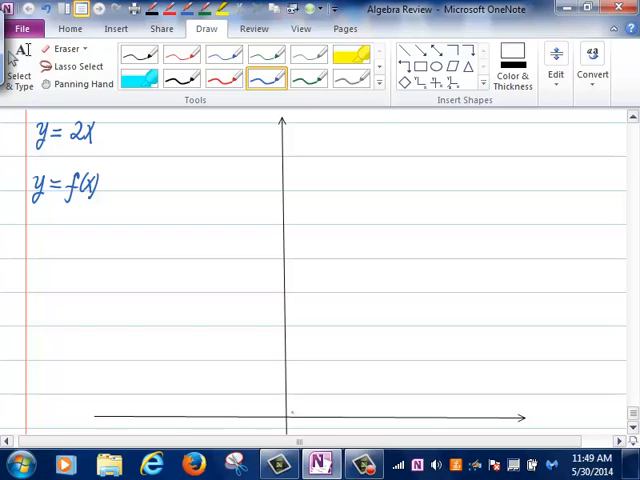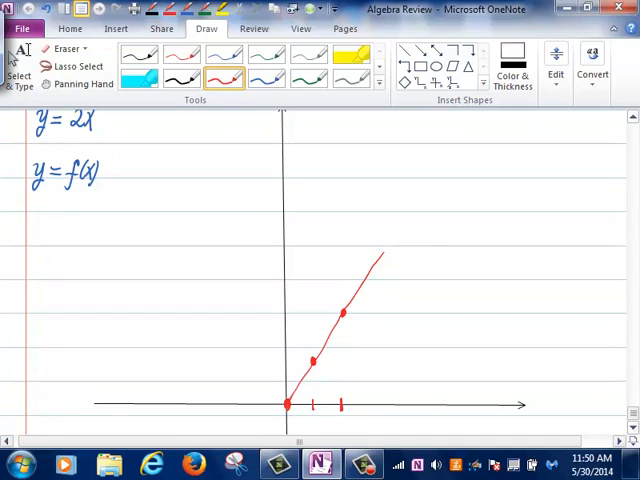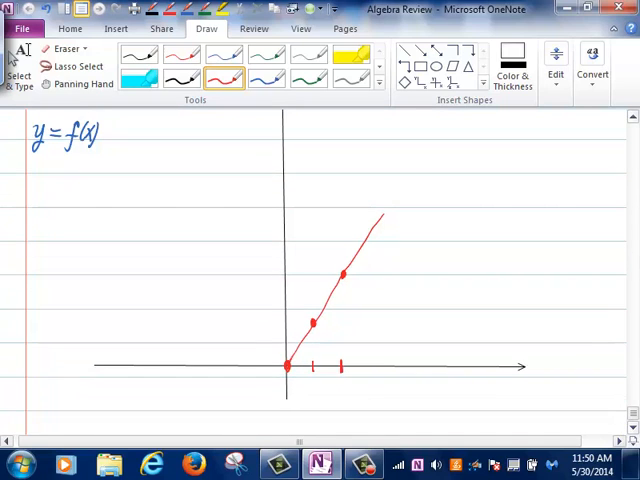So let's plot some points. If x is 0, what is the value of the function? 0. So I get the point 0, 0. If x is 1, what's the value of the function? 2. Let's say 2 is right here. If x is 2, what's the value of the function? 4. So let's say 4 would be right here. And I can see that I basically get this line. And of course the line will extend on the negative side as well.